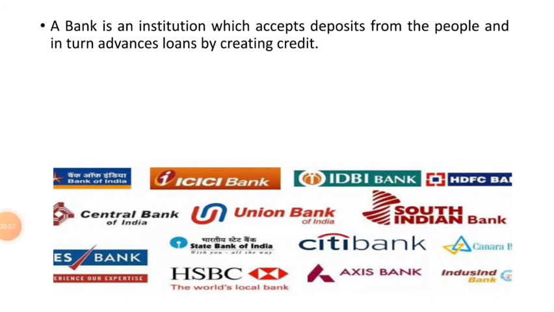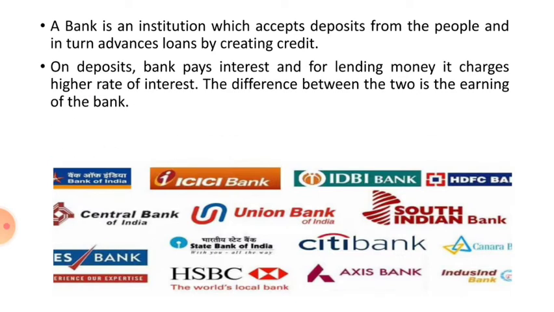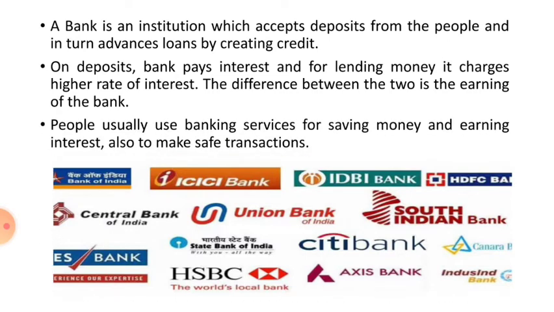So, we can say that a bank is an institution which accepts deposits from the people and in turn advances loans by creating credit. On deposits, the bank pays interest, and for lending money it charges a higher rate of interest. The difference between the two is the earning of the bank. The rate of interest varies from bank to bank. People usually use banking services for saving their money and earning interest as a part of investment, and also to make safe transactions.